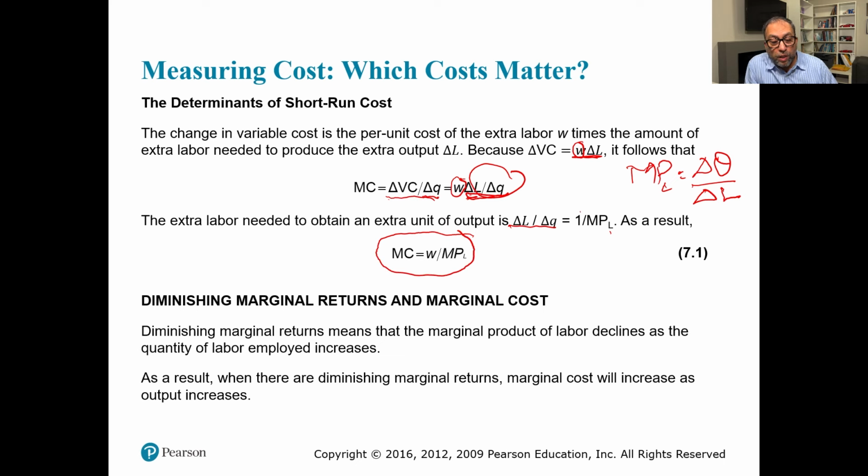So marginal cost is W over MPL. And we all know the law of diminishing returns: if we are adding only labor, the output is increasing but at a decreasing rate, and that's what we call diminishing marginal returns. Diminishing marginal returns means that the marginal product of labor declines as the quantity of labor employed increases. As a result, when there are diminishing marginal returns, marginal cost will increase as the output increases.